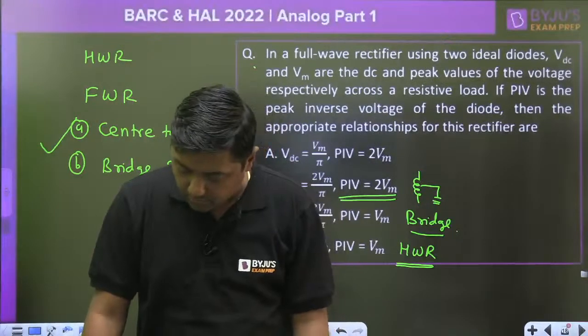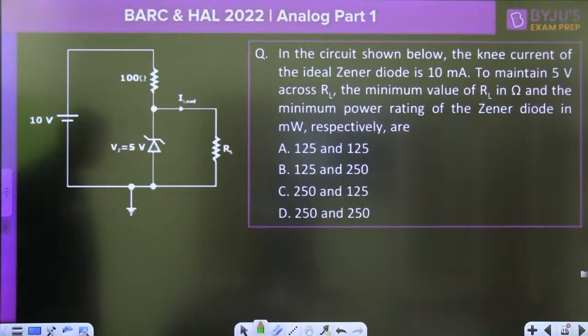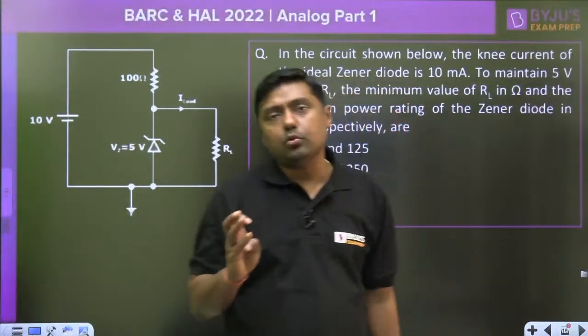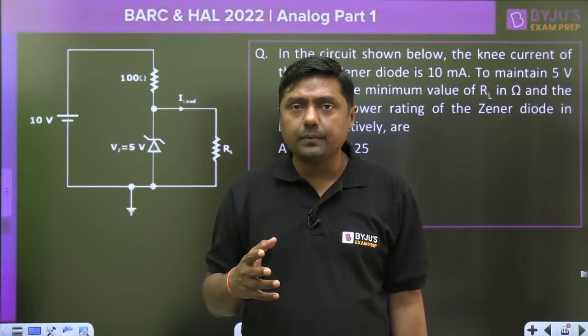Simple question, very, very simple one. Now please tell me, what is the use of the Zener diode? 100 ohm, 5 volt, this is the RL, 10 volt. So my dear friends, from rectifiers, please revise the formula for the half wave rectifier, full wave rectifier, and bridge rectifier.